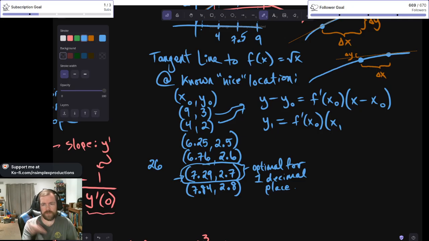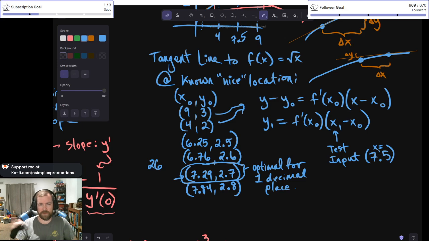No, that's right. We were just looking for the y value. We want to know what the square root of x1 is going to be. So x1 minus x0. Again, x1 is our, you could call it the test input or something like that. In this particular case, 7.5. Right? x1 equals 7.5 is going to be our test input.